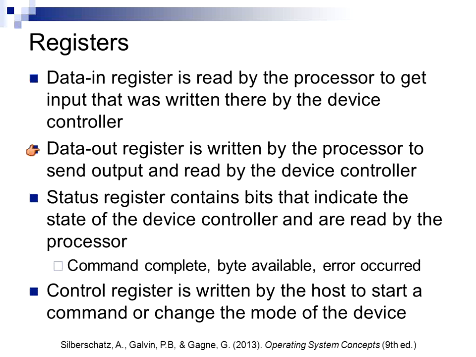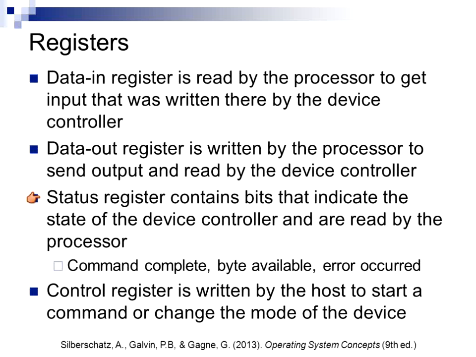The data out register is the opposite. It's written by the processor to send output. Okay, so this is when your program is saying, here's something I want to write to disk. Byte by byte, the processor sends it to the data out register, and then the controller reads it from there and actually writes it to disk.